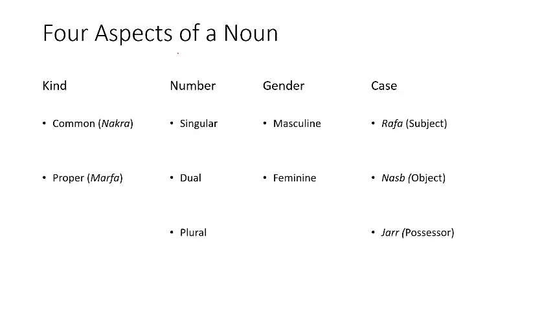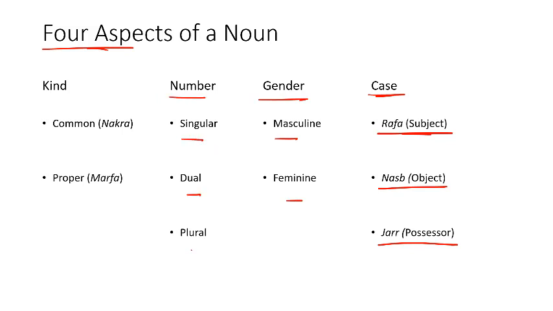Just to put things in context, we've said that a noun has 4 aspects. One aspect is the case. So a noun might be in rafa, which is subject case, or it might be in nasab, which is object, or it might be in jar, which is the possessor case. Then there is the gender, masculine or feminine. A noun might be singular, dual or plural.